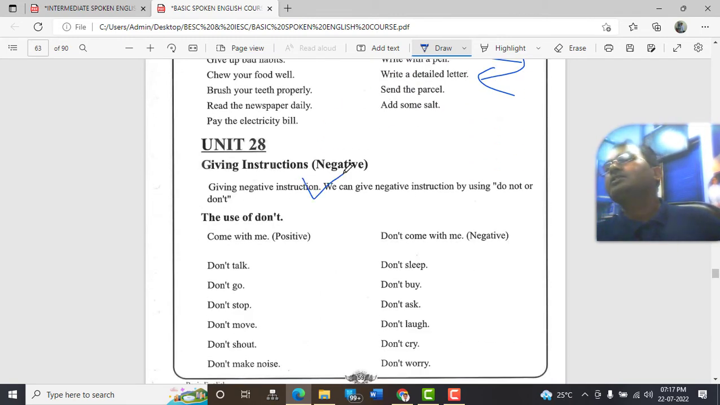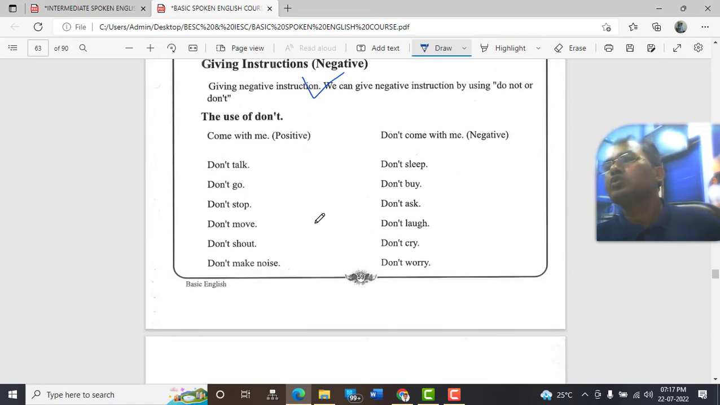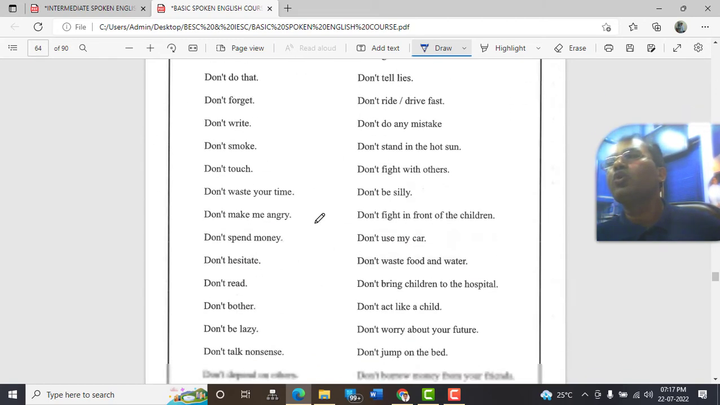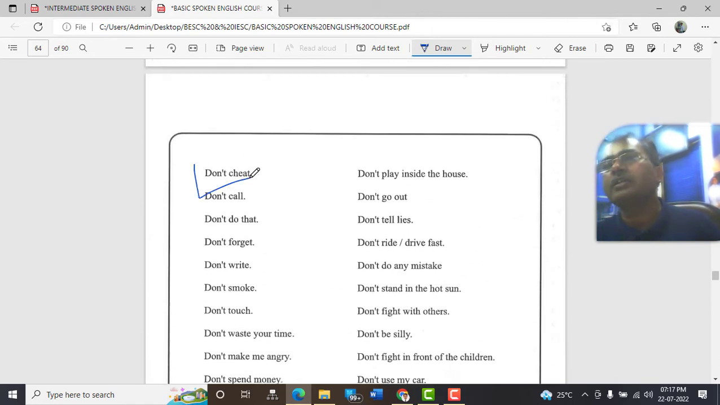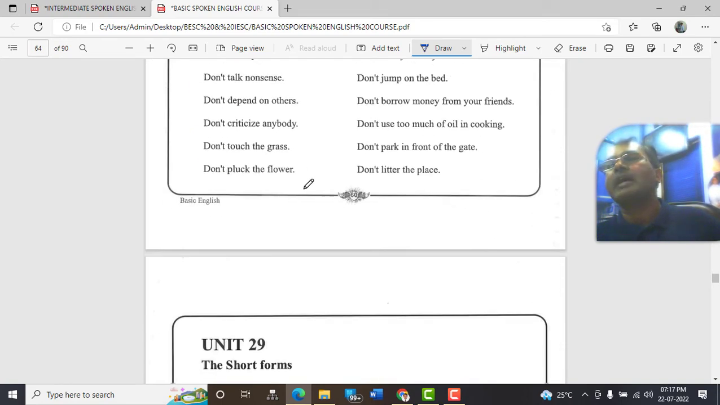Next, giving instructions in a negative manner. Don't talk, don't go, don't stop. Instead of saying don't go, it would be nice if you say stay, please stay. This is a positive word. When you say don't go, I did not say that I will be going. I did not say I'm going. Does she mean that she wants me to go? So it conveys a different meaning altogether. So we will be speaking on those aspects.